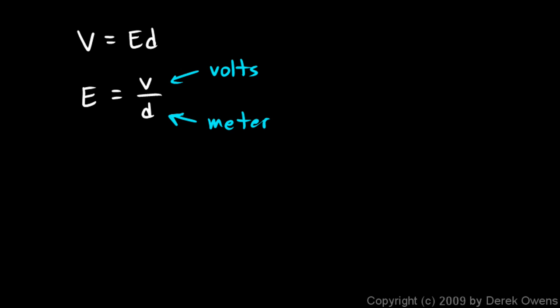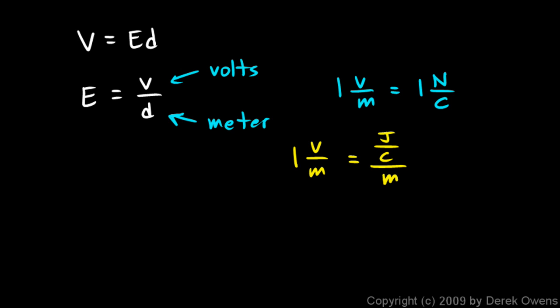Now earlier we said that electric field strength or electric field intensity was measured in newtons per coulomb. So it turns out that 1 volt per meter is the same thing as 1 newton per coulomb. And I'm going to prove that to you right now. Watch this. Imagine 1 volt per meter. And remember what a volt is. A volt was a joule per coulomb. So I could write this as a joule per coulomb per meter.